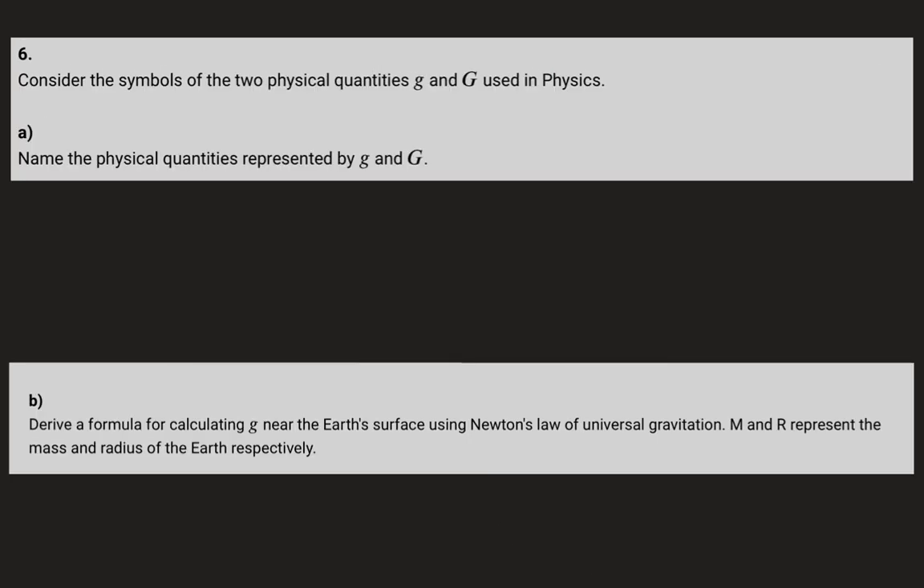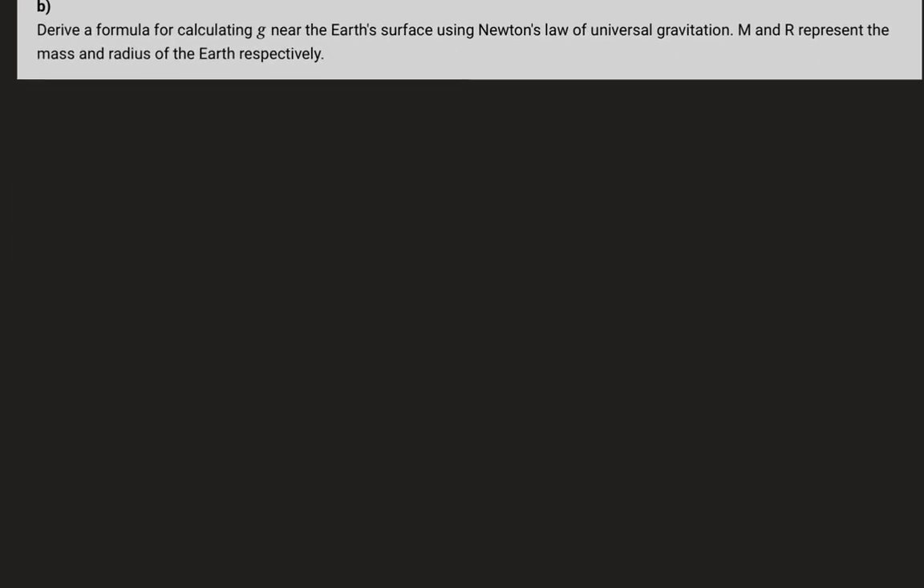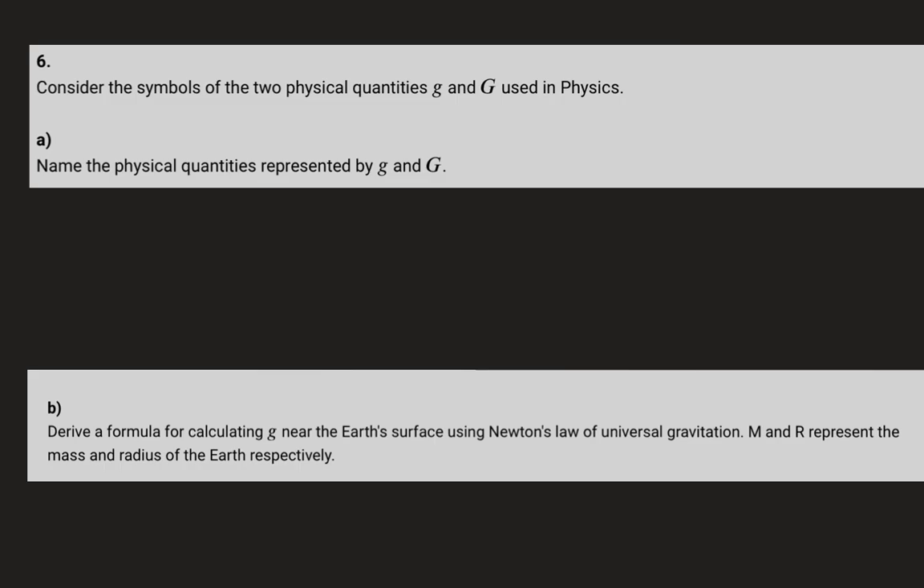The first one is question 6. It says, consider the symbols of two physical quantities, g and G, used in physics. A. Name the physical quantities represented by g and G. B. Derive a formula for calculating g near the Earth's surface using Newton's law of universal gravitation. M and R represent the mass and radius of Earth, respectively. So that's 6A and 6B. Number 7. Two spheres of mass 800 grams and 500 grams are situated with their centers 200 centimeters apart. Calculate the gravitational force between them.